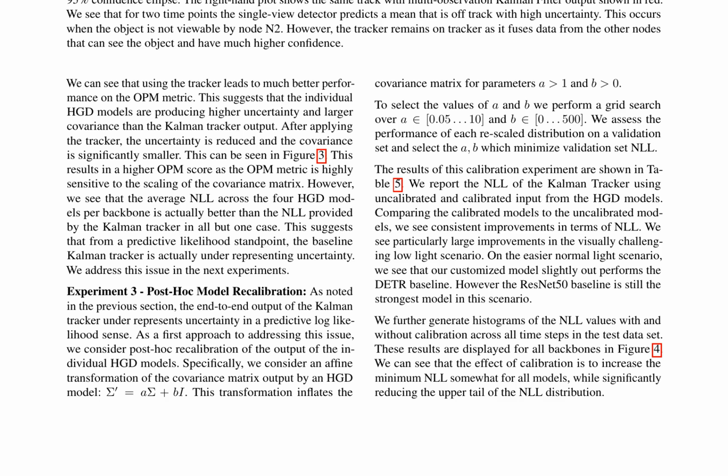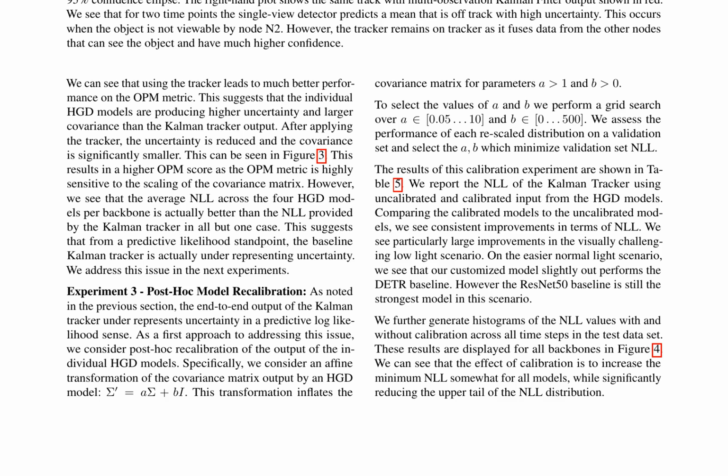NLL provided by the Kalman tracker in all but one case. This suggests that from a predictive likelihood standpoint, the baseline Kalman tracker is actually underrepresenting uncertainty. We address this issue in the next experiments. Experiment 3: Post hoc model recalibration.